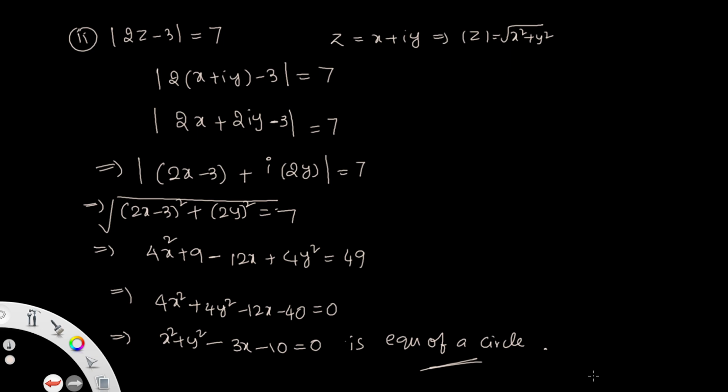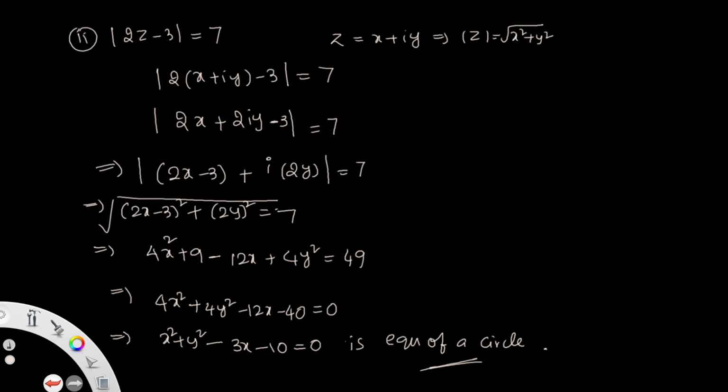Take z equal to x plus iy, then mod z equal to root over x square plus y square, where real part square plus imaginary part square. So real part square means (2x minus 3) whole square, imaginary part square means (2y) whole square. Now simplify: root of (2x minus 3) whole square plus (2y) square equal to 7, squaring on both sides, using the form of (a minus b) whole square. Then 4 is common, and that is the required locus, the equation of a circle. This is the second bit, the first one is over.